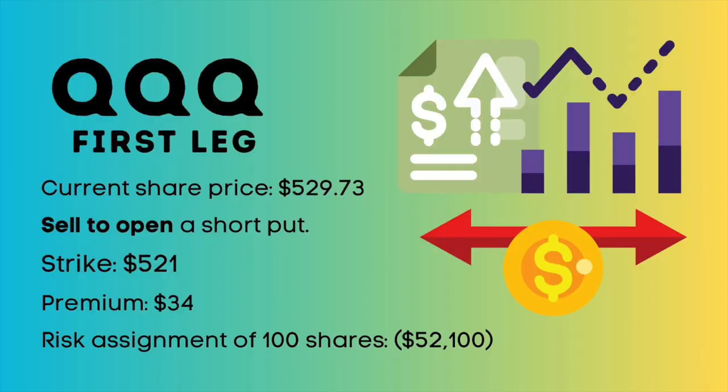In my QQQ example, I sell a put with a strike price of $521, and I receive a premium payment of $34. When I accept that $34, I have entered a contract. My contractual obligation means that until the put expires, I'm on the hook to buy 100 shares of QQQ and pay $52,100 for them at any time.